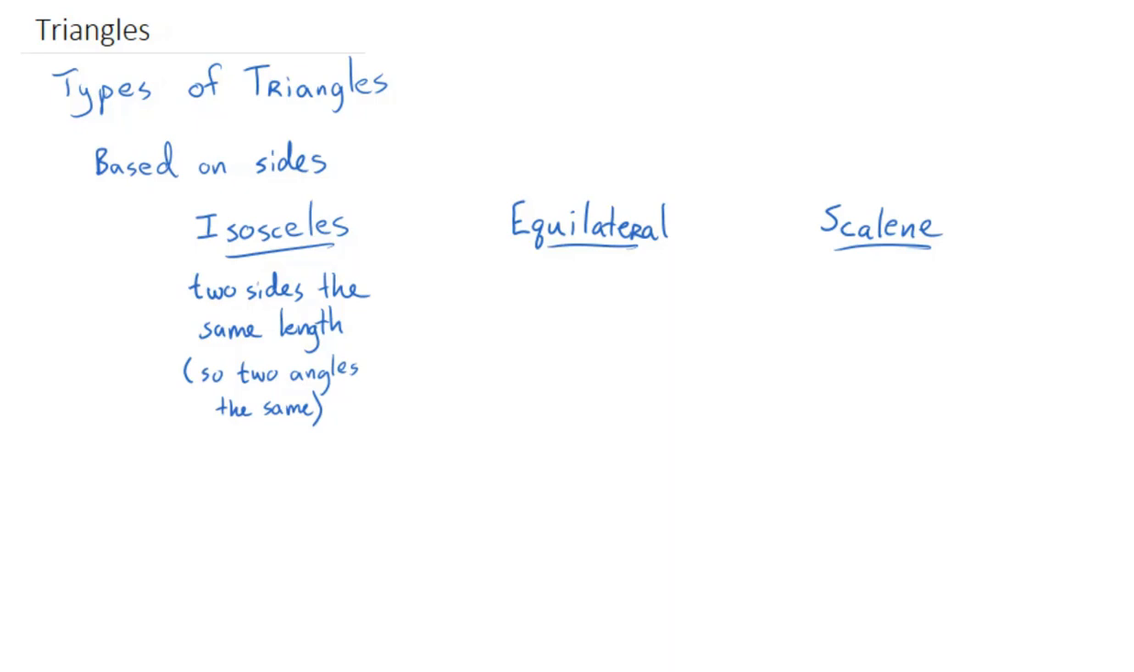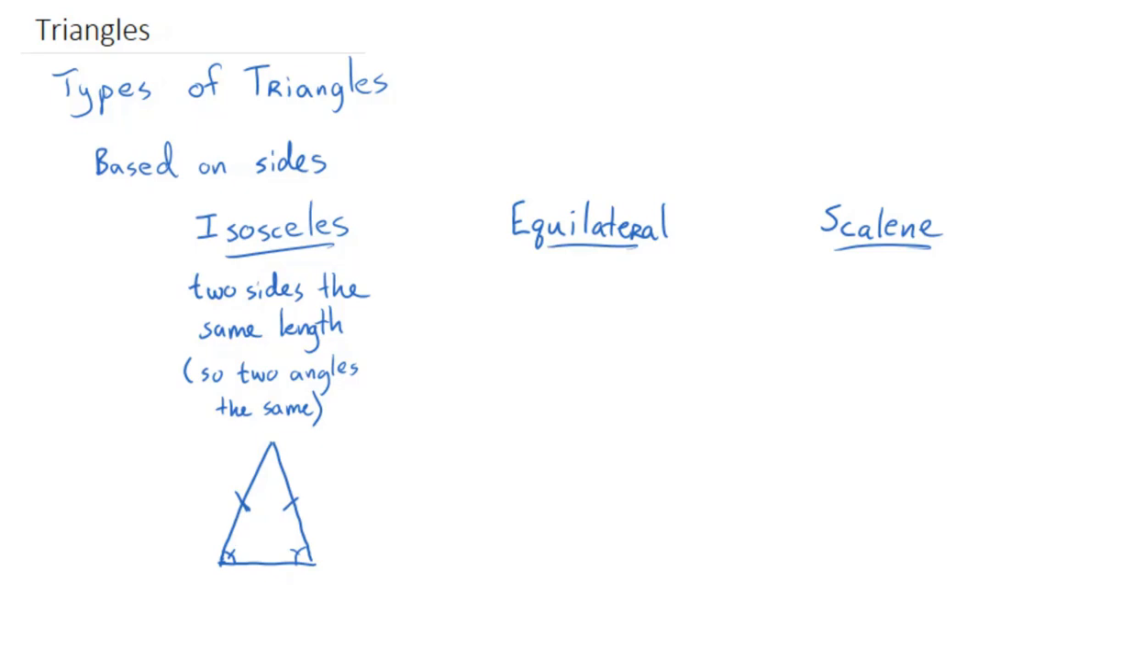Now, as far as drawing one of those, this is where we go back to using our tick marks to indicate that those sides are the same length. And then you don't have to show this, but the angles that would be the same would be these. Those would have to be the same. That kind of looks like an angry little monster triangle, but that's just what I'm seeing. So let's move on to equilateral.